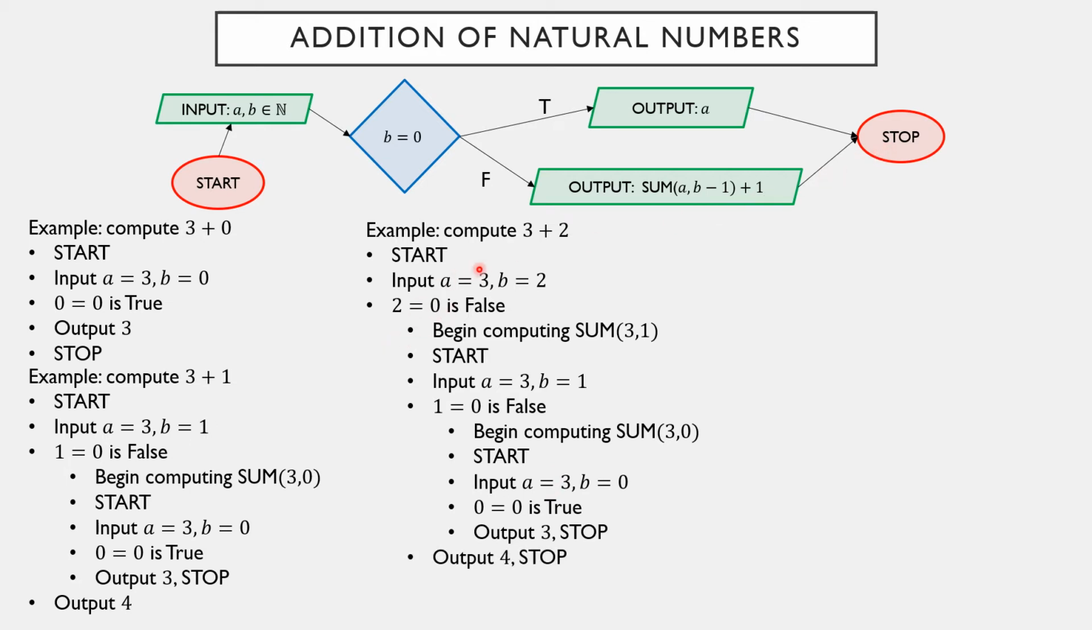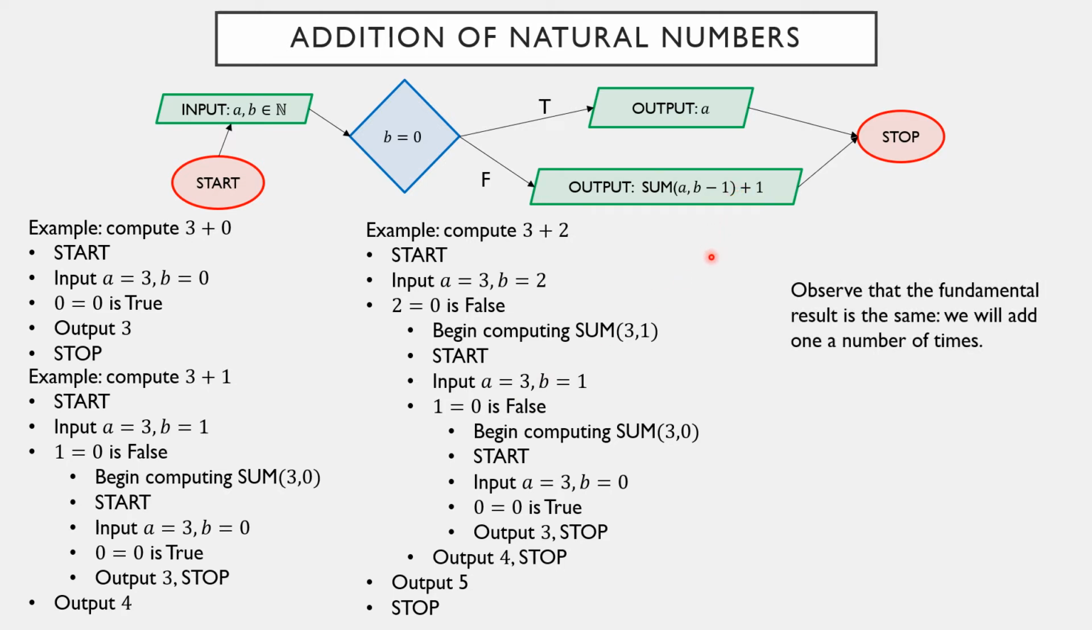But that was computing the sum of 3 plus 1. Now that I know the sum of 3 plus 1 is 4, I get that in my original iteration to try to do 3 plus 2. Here I had to compute 3 plus 1. We now know that is 4, so add 1 to that to get 5 and stop. So the final output was 5.